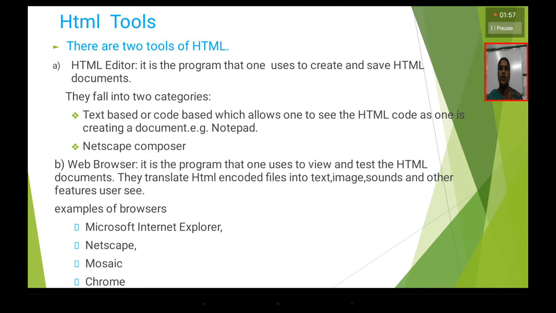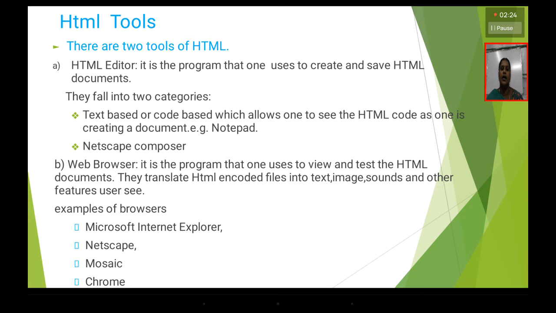With the help of these tags only, we can create our web pages. Then, what are the tools we need to develop an HTML program? There are basically two tools available. One is an HTML editor, and another one is a web browser. To write the code, we need the editor. To run or deploy our code, a web browser is needed.